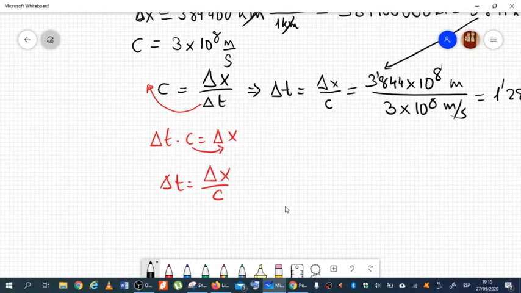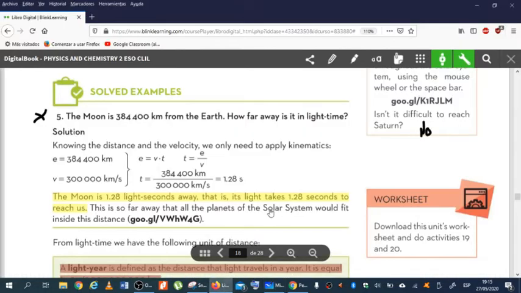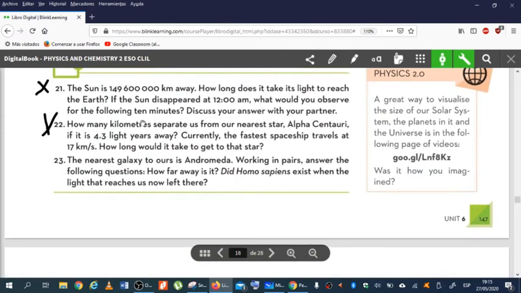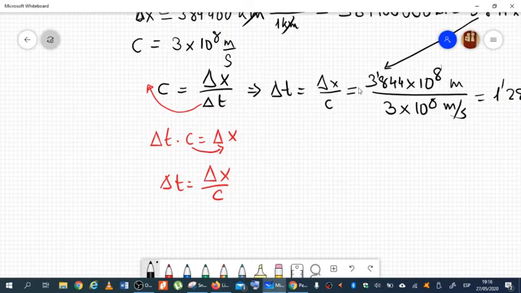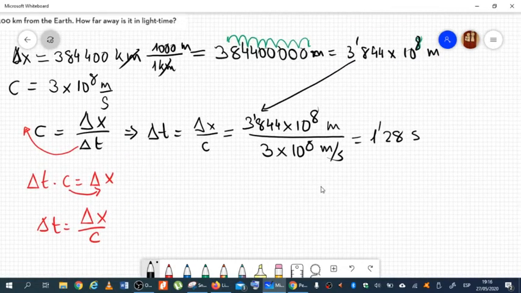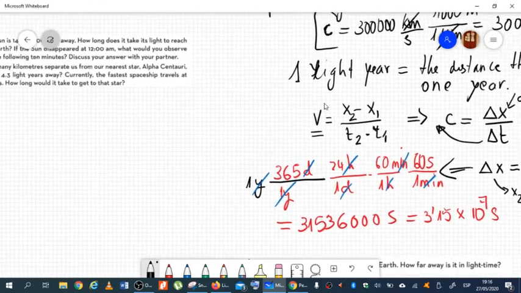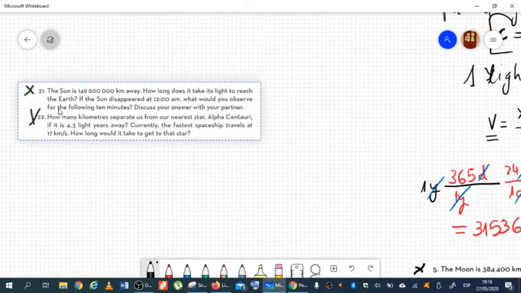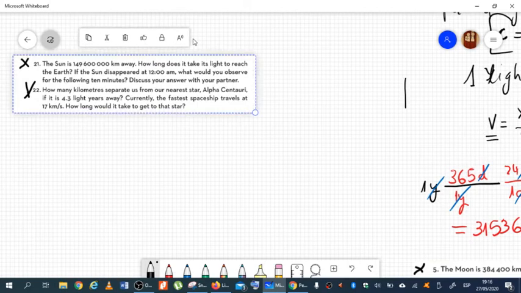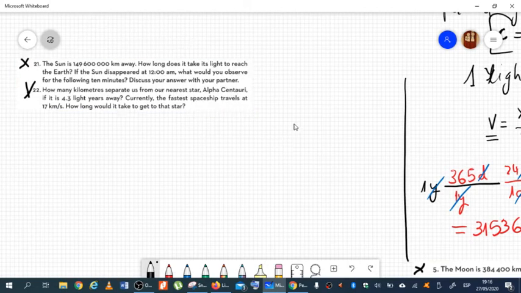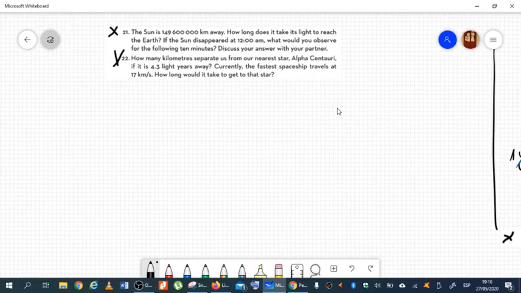Okay, so wait a moment. I don't know if we have this exercise here. Ah, yes, it is here. So let's do these two exercises. I hope you have understood this. These two exercises here. For example, the first one, 21.